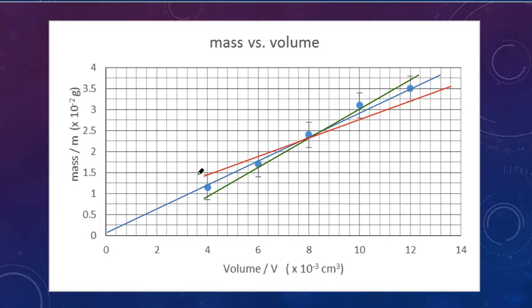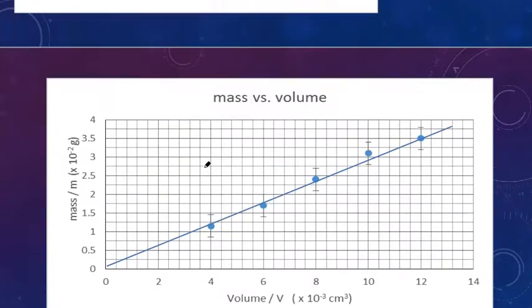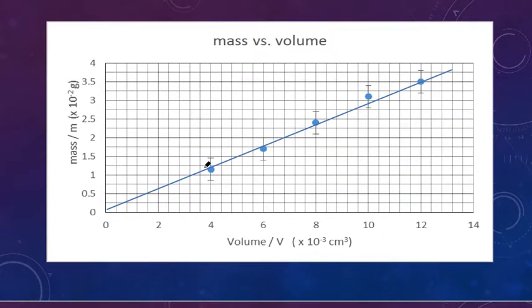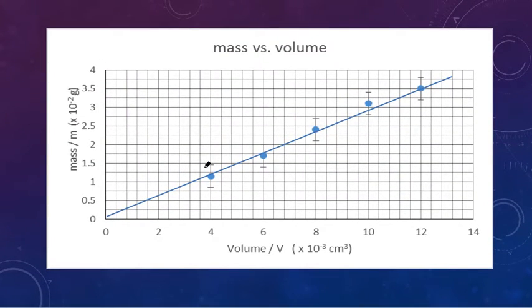And what you should get is something that looks something like this. Now what I want to do is find the slope of all three of those lines. I'm going to do one at a time. First, I'm going to calculate the slope of my best fit.